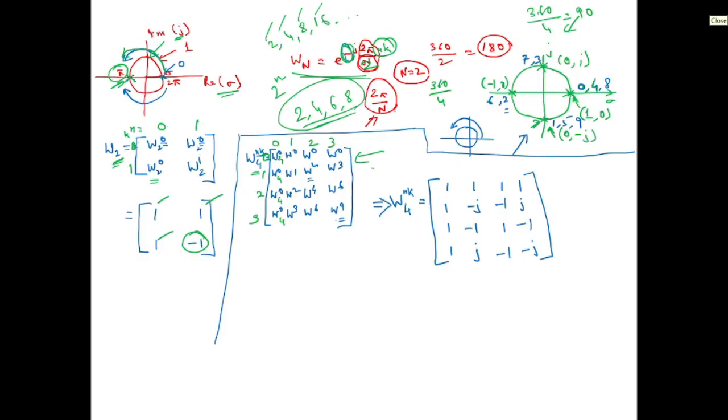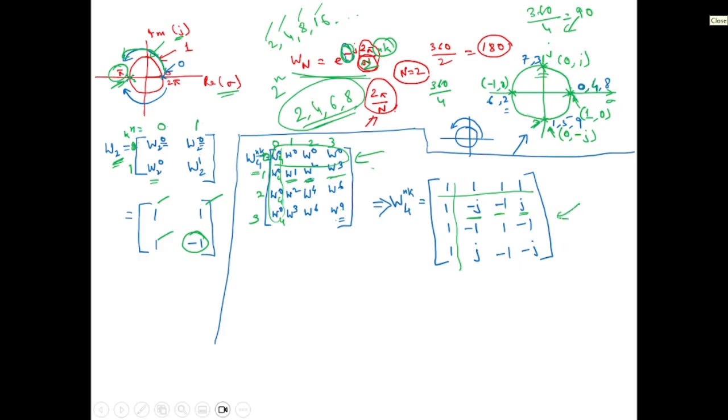So if you see this row and this column, they will be having the values of 1 because nk value is 0. So w of 0 is 1. Next, if you see w of 1, where do we have w of 1? At -j. See, we have put the value of -j. Then w2 is -1, w3 is j. In this way you will be filling up all the values.